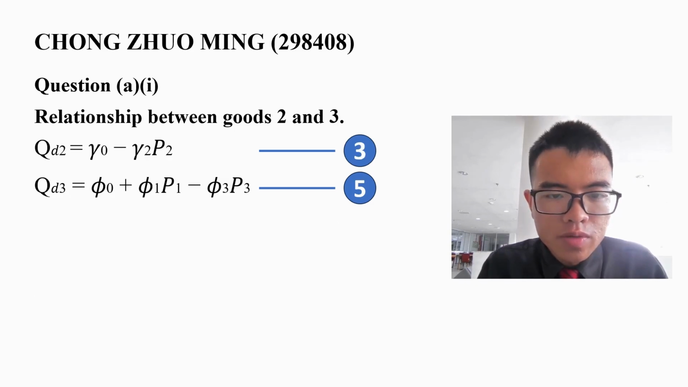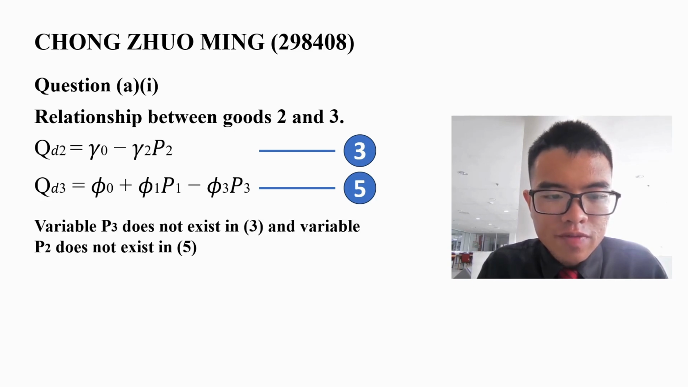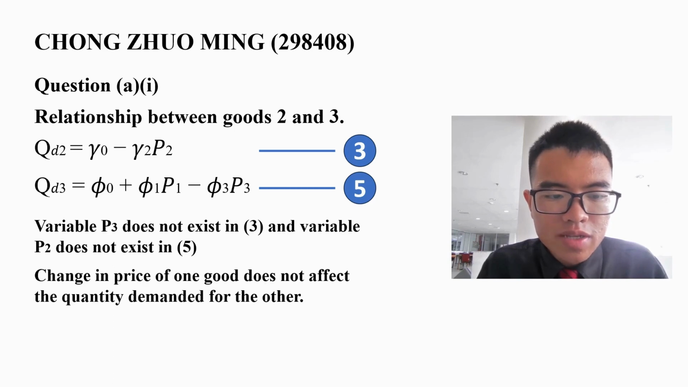Now we will do the same for goods 2 and 3. By comparing functions 3 and 5, we can see that variable P3 does not exist in 3 and variable P2 does not exist in 5. This means that change in price of one good does not affect the quantity demanded for the other. Hence, we can conclude that goods 2 and 3 are independent.